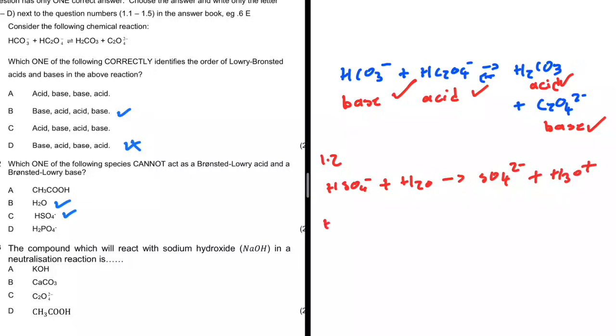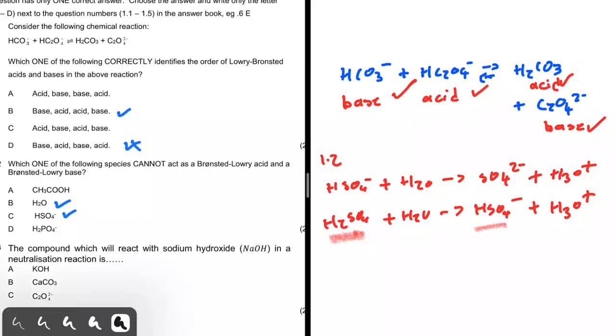But H2SO4 plus H2O gives you HSO4 minus plus H3O plus. Clearly here we have H2SO4 as our acid and HSO4 minus as our conjugate base. So in the first reaction it is acting as an acid, and in the second reaction it is acting as a base. So clearly this is an amphilite. It cannot be our answer to 1.2. It acts as both an acid and a base.